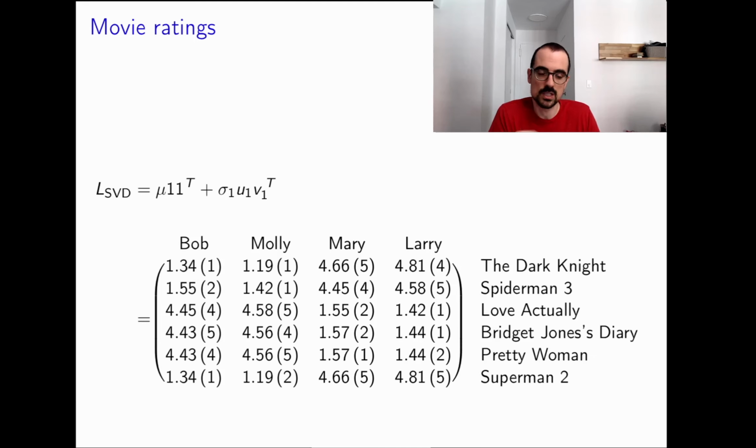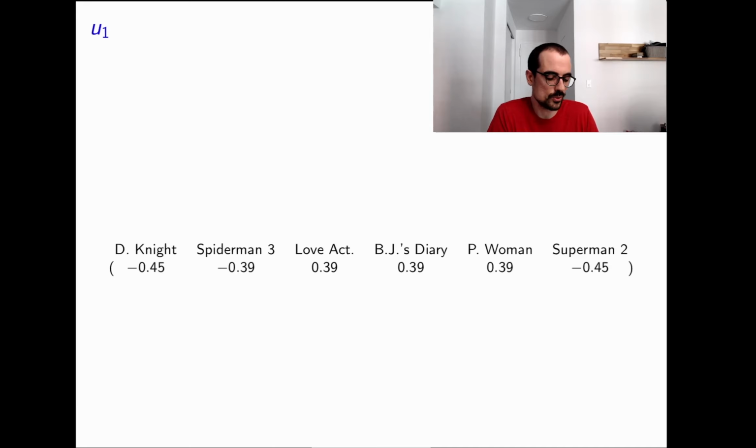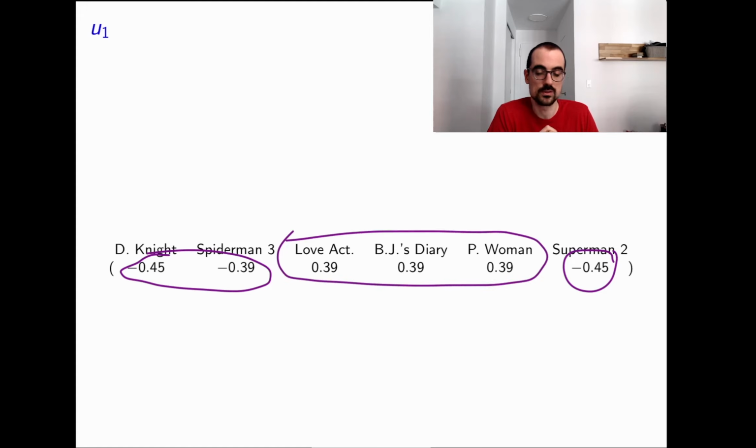And this gives a reasonable approximation. And we saw that we could interpret the coefficient in terms of the different movies and different users. So in particular, movies about superheroes had a negative coefficient, and romantic comedies had a positive coefficient. And this also allowed us to figure out how the different users were associated to this factor.